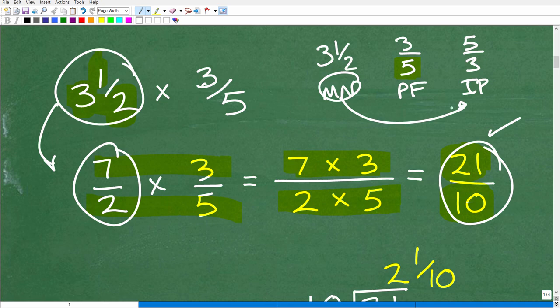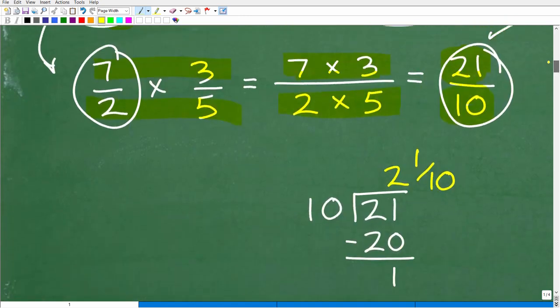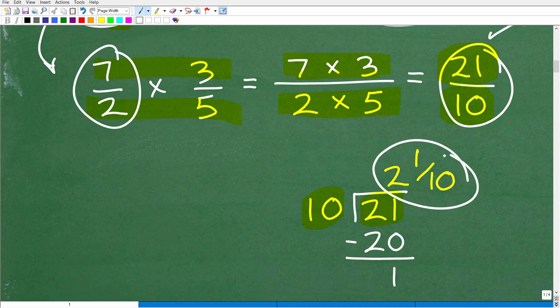Okay, we went from a mixed number to an improper fraction, but you can also go from an improper fraction to a mixed number. You need to know how to do that. The way that's done is you simply take your numerator, if we're dealing with an improper fraction, and divide it by the denominator. So 21 divided by 10: 10 goes into 21 two times, 2 times 10 is 20, so that's a remainder of 1, and then we put that over this number here, 10. So 21 tenths is the same thing as 2 and 1 tenths.